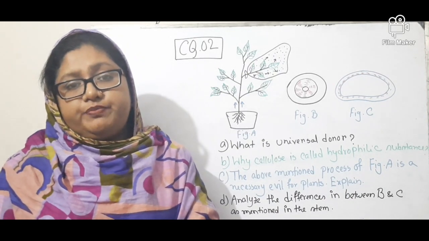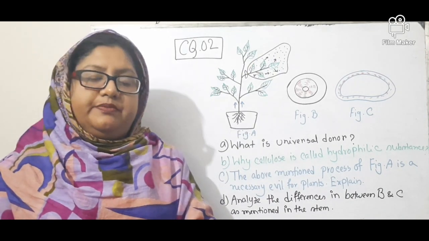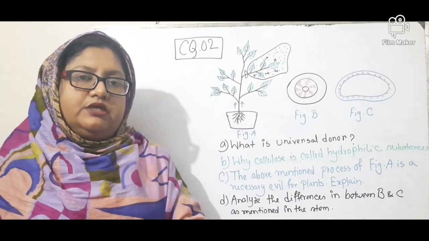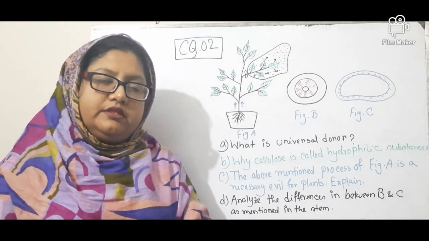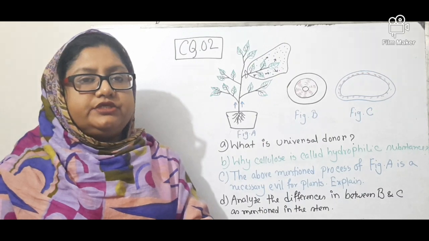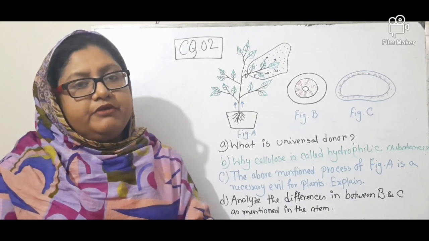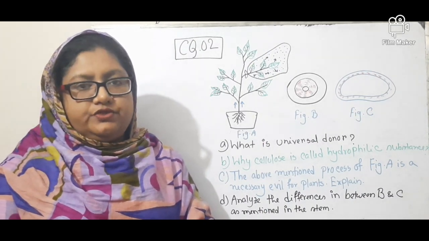The people of the blood group which can donate their blood to the people of all other blood groups, they are known as universal donor. The people of blood group O are known as universal donor.